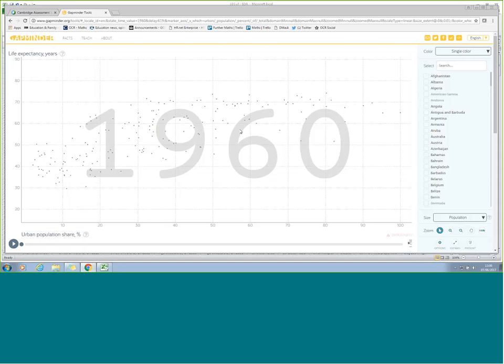Now I've set this up with life expectancy up here, urban population share down here. We've set it at 1960, and we can simply have a look at this and make some sort of informal inference. What are we seeing? What sort of trends are going on? You can see this sort of bottom left to top right trend. Expect places with a high proportion of urban population to have longer life expectancies.